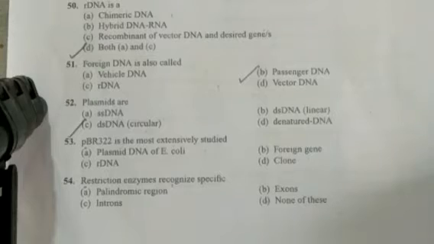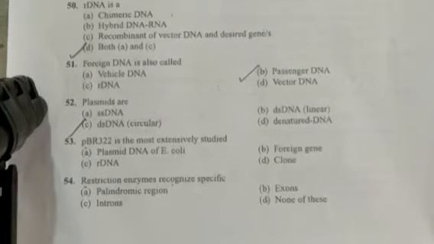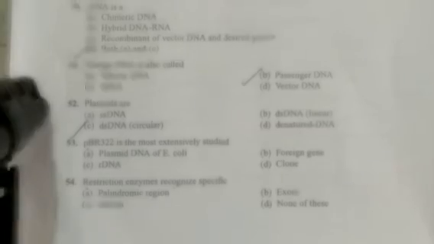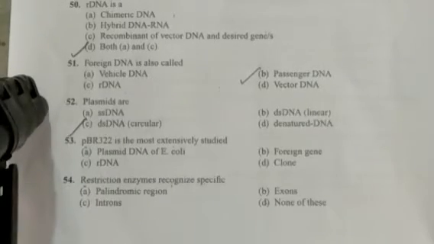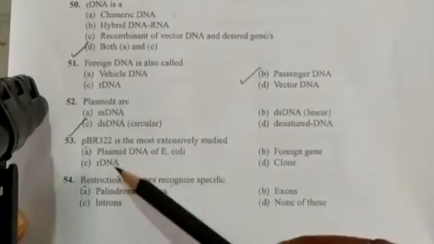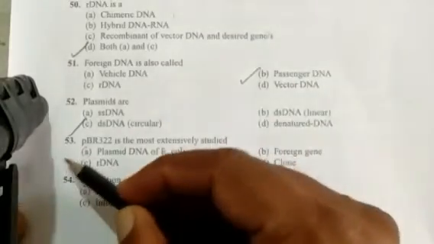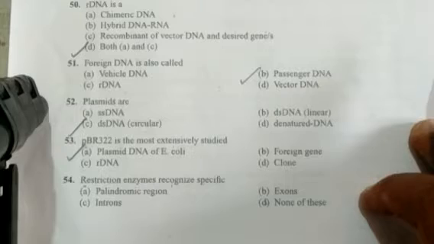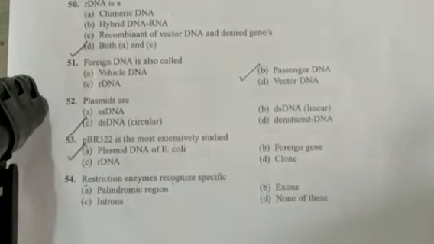Next, pBR322 is the most extensively studied. What is he asking? pBR is a plasmid. P stands for plasmid. BR stands for Bolivar and Rodriguez. So option A, plasmid DNA of E. coli, correct. B, foreign gene, recombinant DNA, clone. So plasmid DNA of E. coli is the answer. Next question.